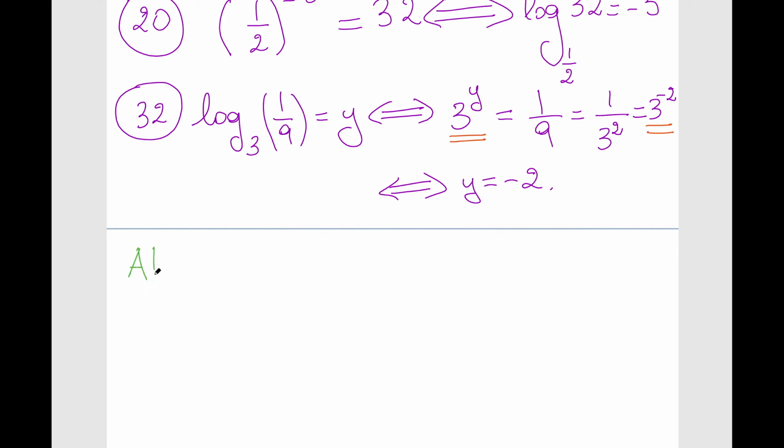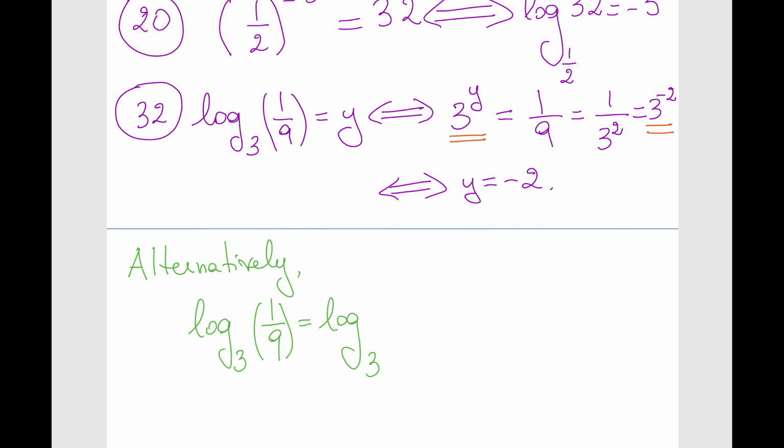So alternatively, we had log base 3 of 1 over 9. This is what we wanted to evaluate, right? The steps I'm going to make here are pretty much the same as we did over here. That's the same as log base 3 of 1 over 9, but 1 over 9, we just discussed it. This is 3 to the power negative 2, correct?